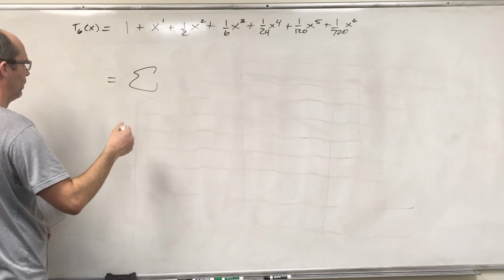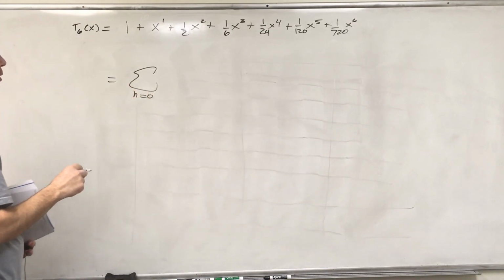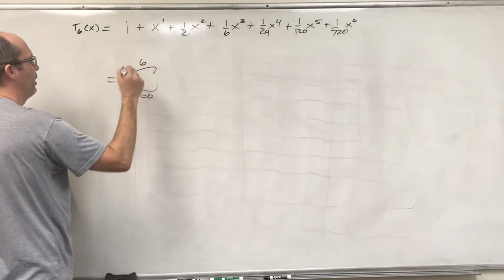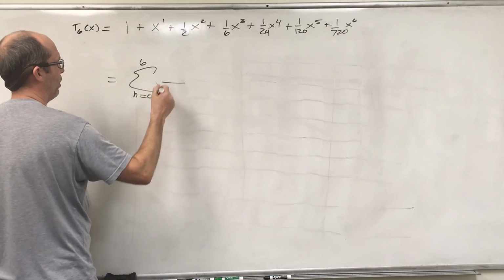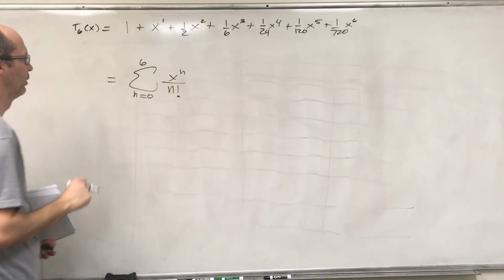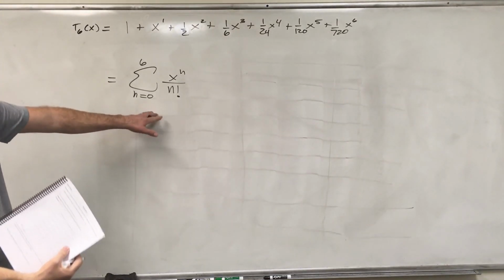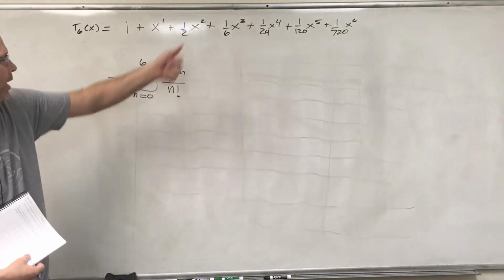So let's say n equals 0. We're going to start at n equals 0 and go to 6, and we're going to generalize the terms here. This is x to the n over n factorial. You can check your work by expanding this out. If you get that, you know you got it right.